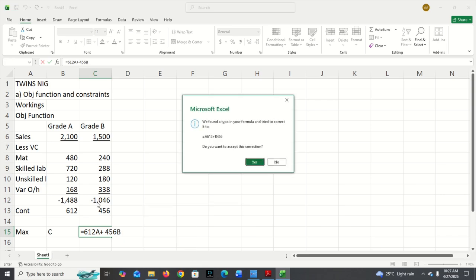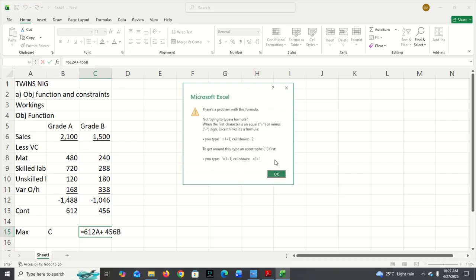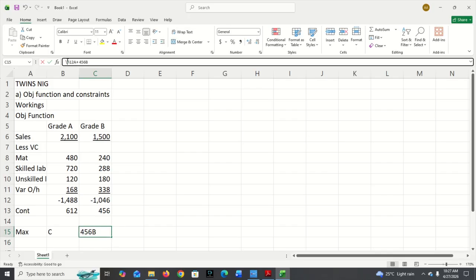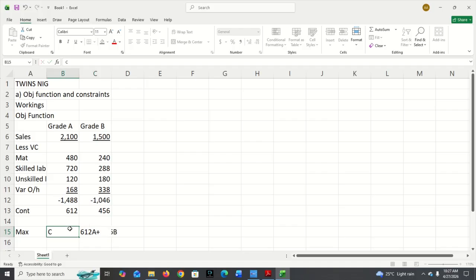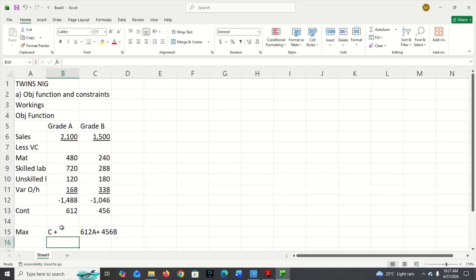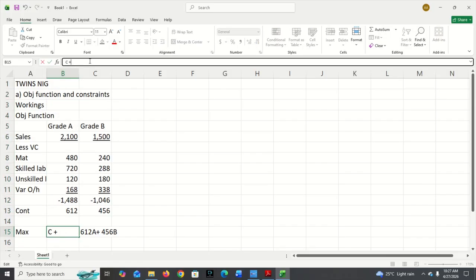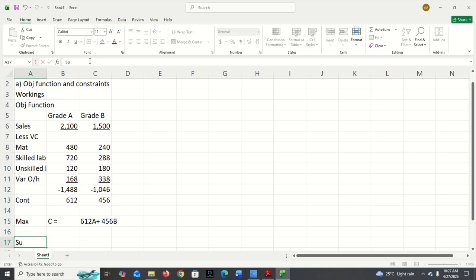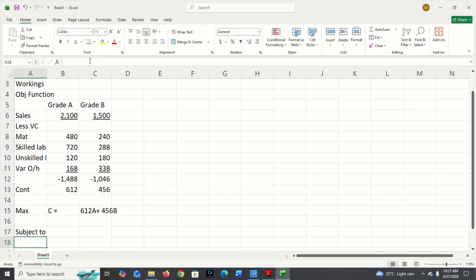Okay, so C equals to, so that's our objective function. Then we now draw a constraint. Subject to, we now do each of those constraints that we have.